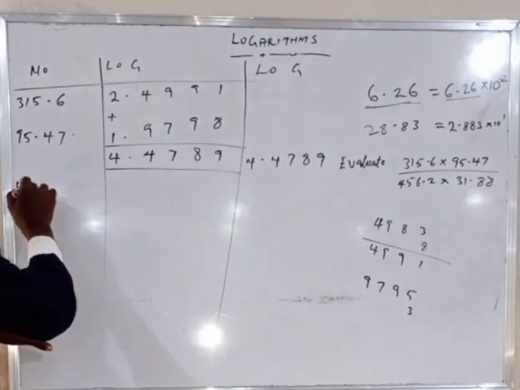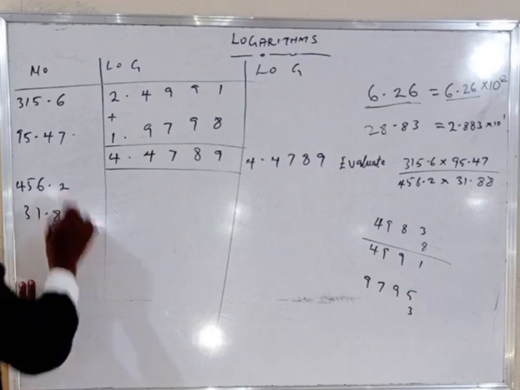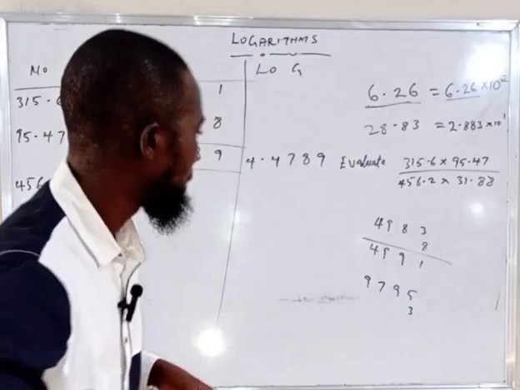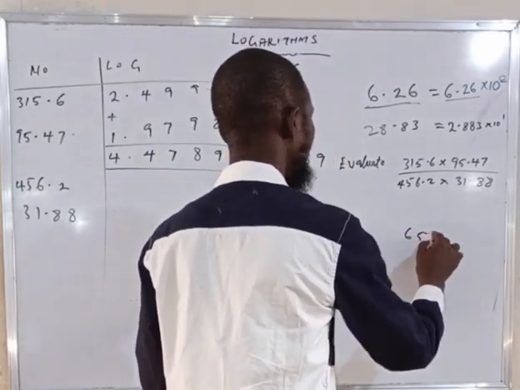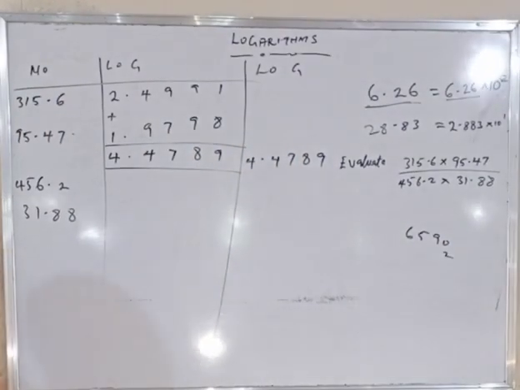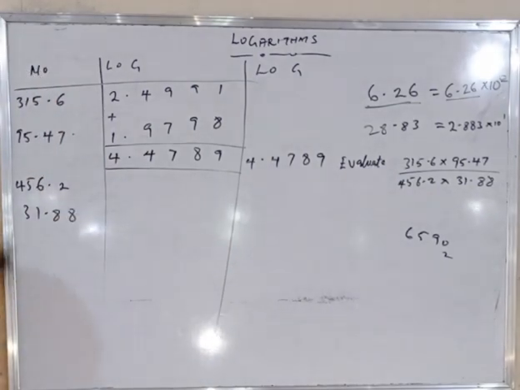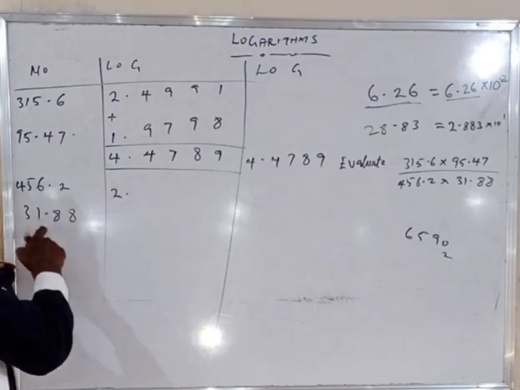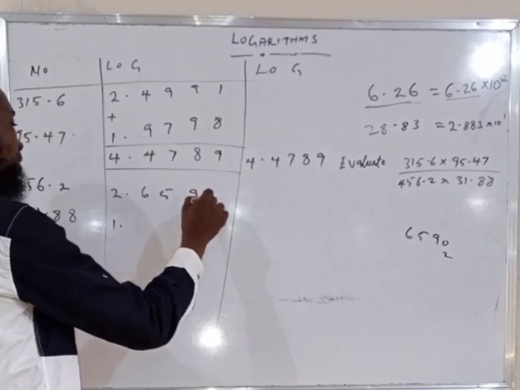456.2, and what? 31.88. All right, 45 under 6, difference 2 is what? 6590. Difference of 2 is what? Are you sure? Okay, not that yet. We will need to find our characteristic first. What's the characteristic here? So we say 2 points. And here, 1 point. Now 6592.